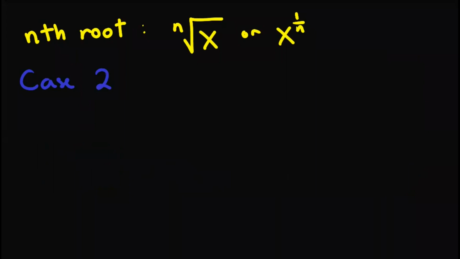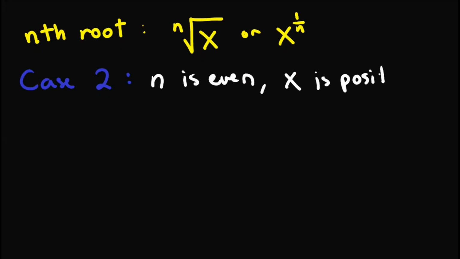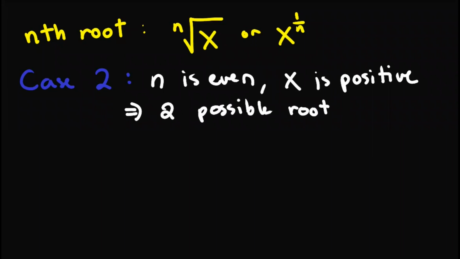Let's have our second case, or case 2. Suppose now that n is even and x is positive. Now from here, there are 2 possible roots: the principal and the secondary root. To discuss that further, let's illustrate this as an example.